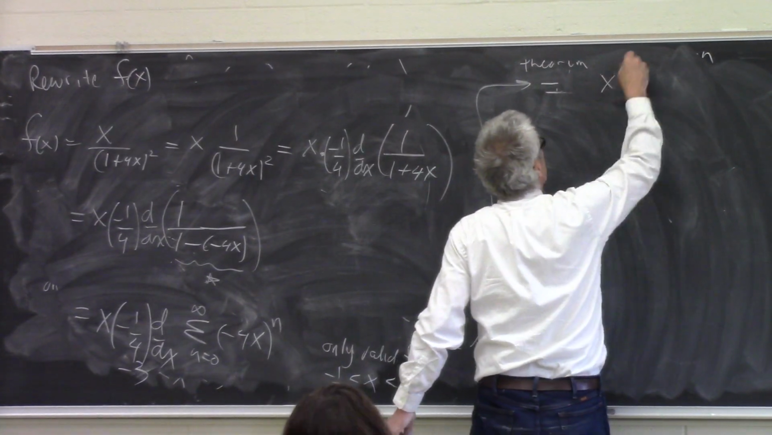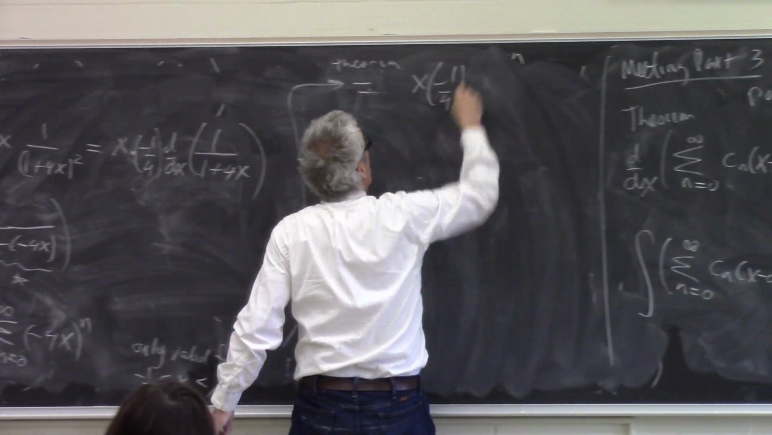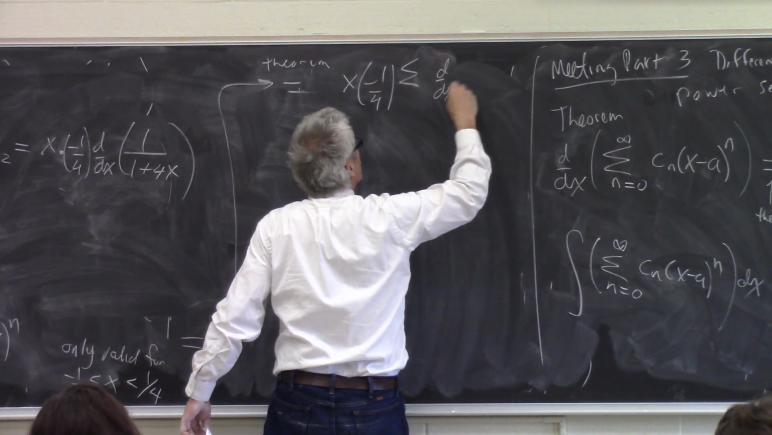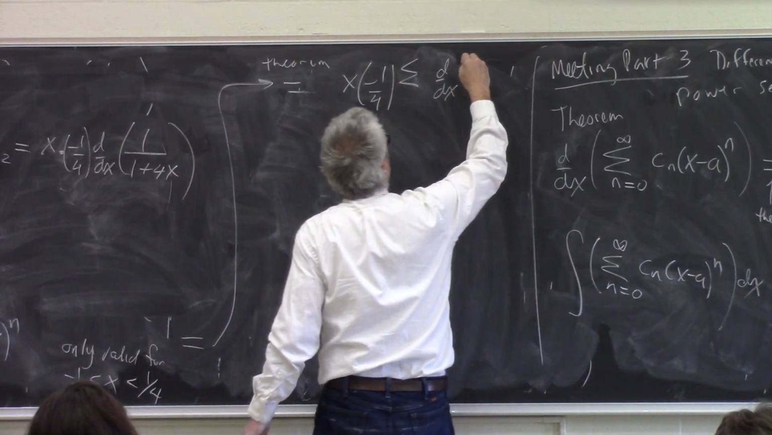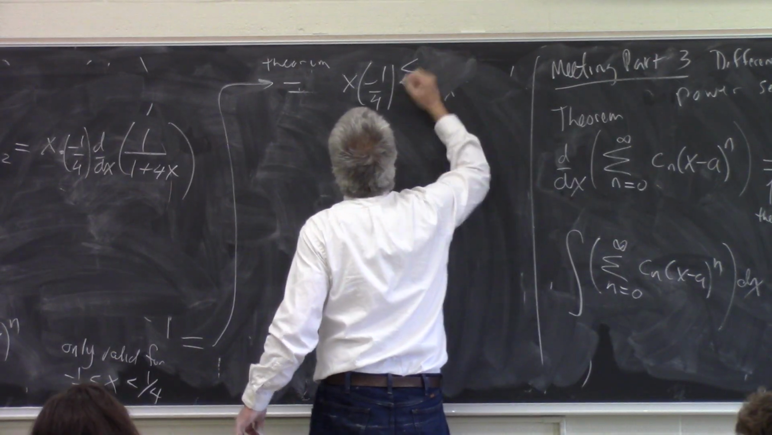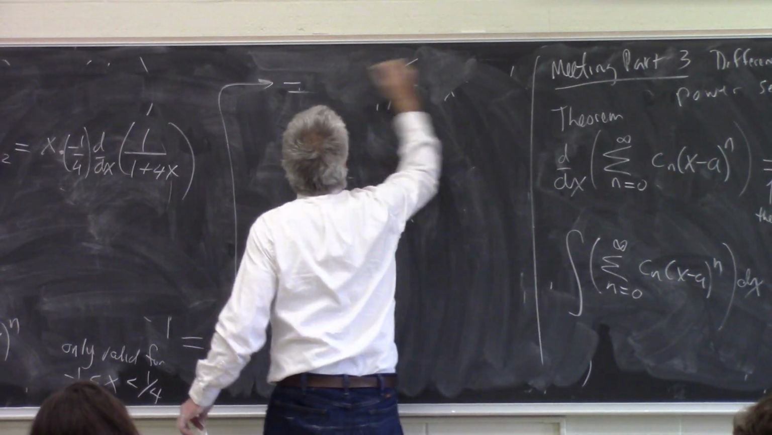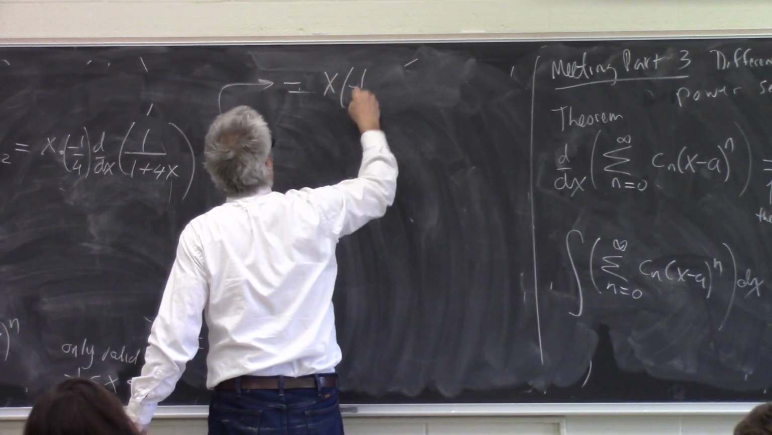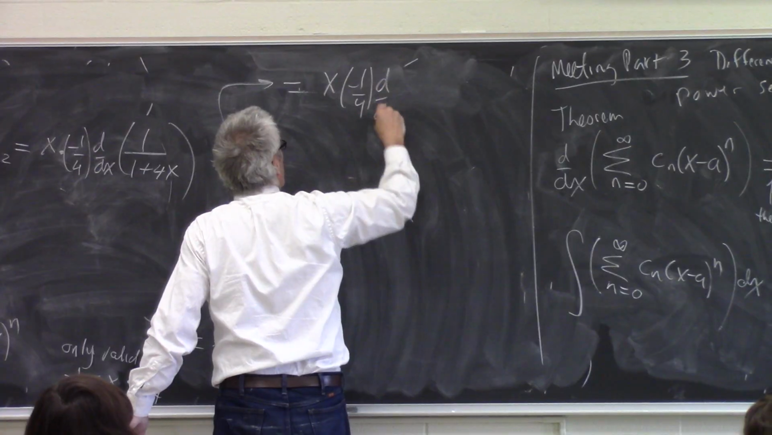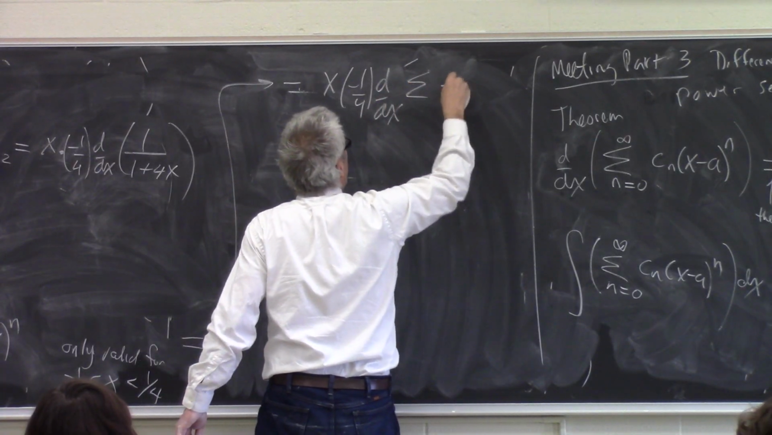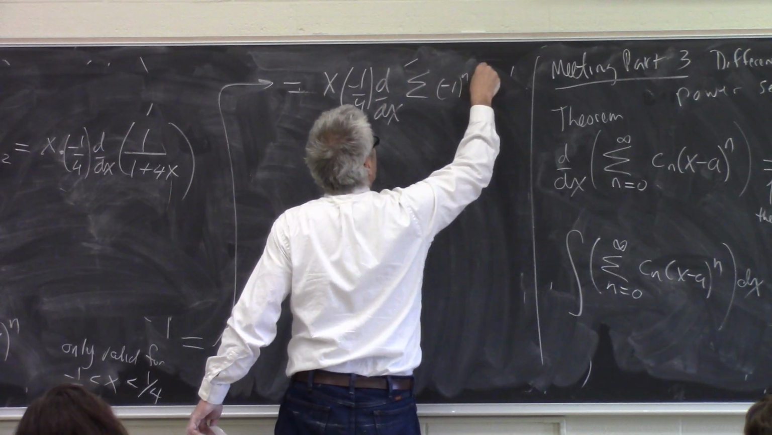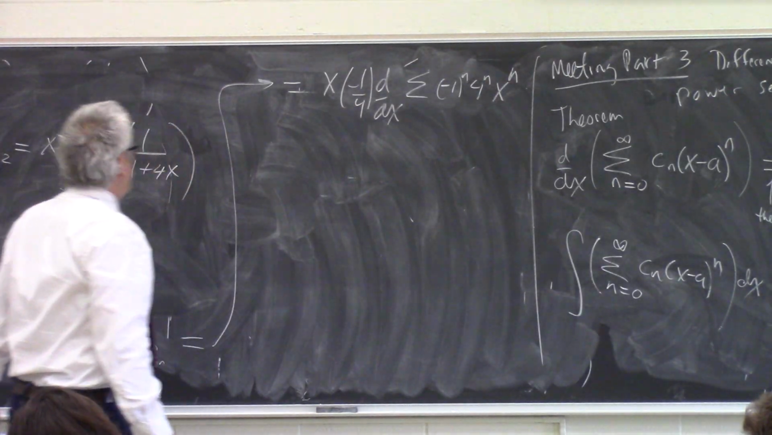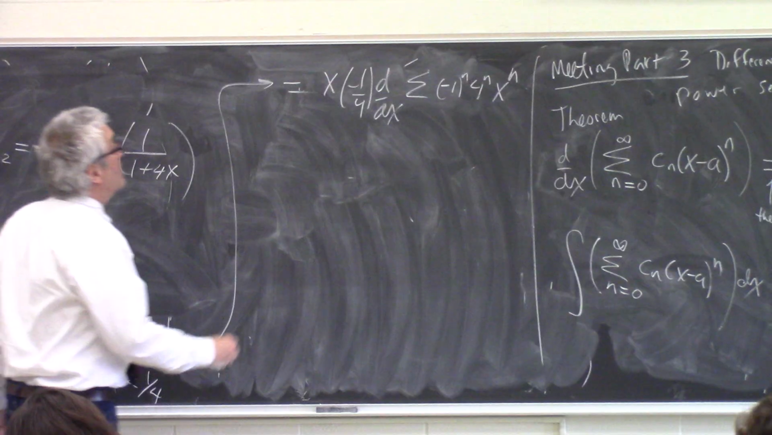By that theorem, this is x times minus 1/4 times the sum of the derivative. Move the derivative inside. Oh, you know what I should do? I should not use the theorem yet. I should clean this up first. This is x times minus 1/4. I still have the derivative symbol, and then I have the sum, and I have minus 1 to the n, 4 to the n, x to the n. There we go. Now I'm ready to bring the derivative symbol in.